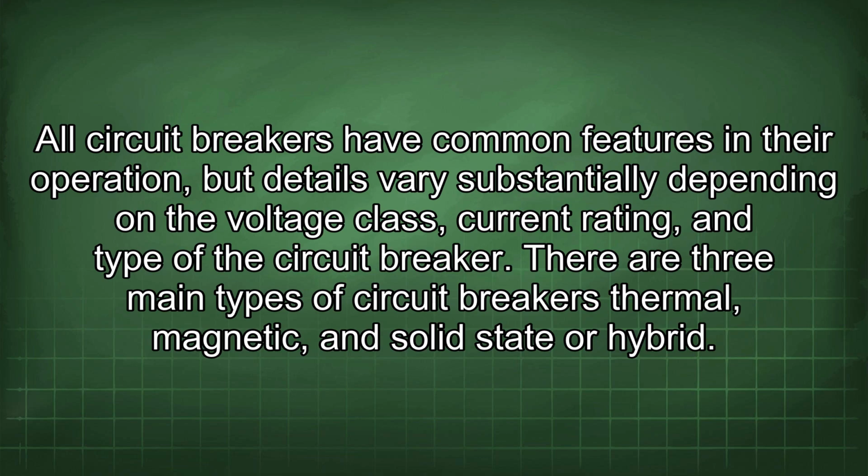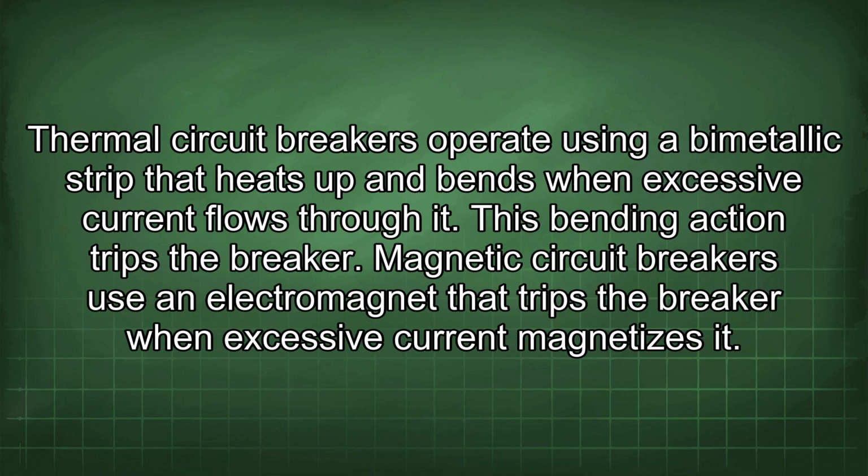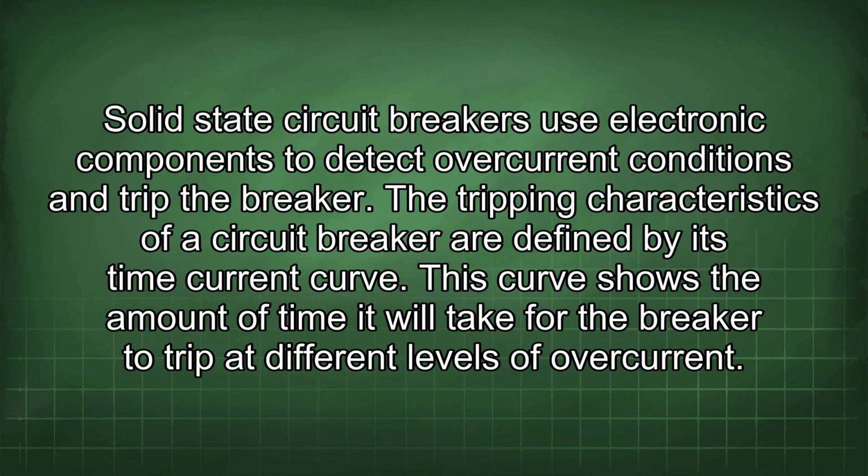There are three main types of circuit breakers: thermal, magnetic, and solid-state or hybrid. Thermal circuit breakers operate using a bimetallic strip that heats up and bends when excessive current flows through it. This bending action trips the breaker. Magnetic circuit breakers use an electromagnet that trips the breaker when excessive current magnetizes it. Solid-state circuit breakers use electronic components to detect overcurrent conditions and trip the breaker.